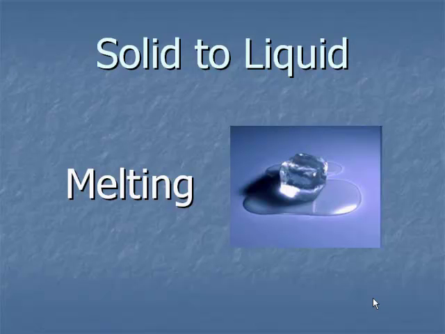Now, changes of state. When a solid changes to a liquid, we call this melting. This is not a chemical reaction. For example, there we have a cube of ice melting. The ice is made out of water, H2O, and once it melts, it's still water, H2O. There has not been any chemical change in the substance.